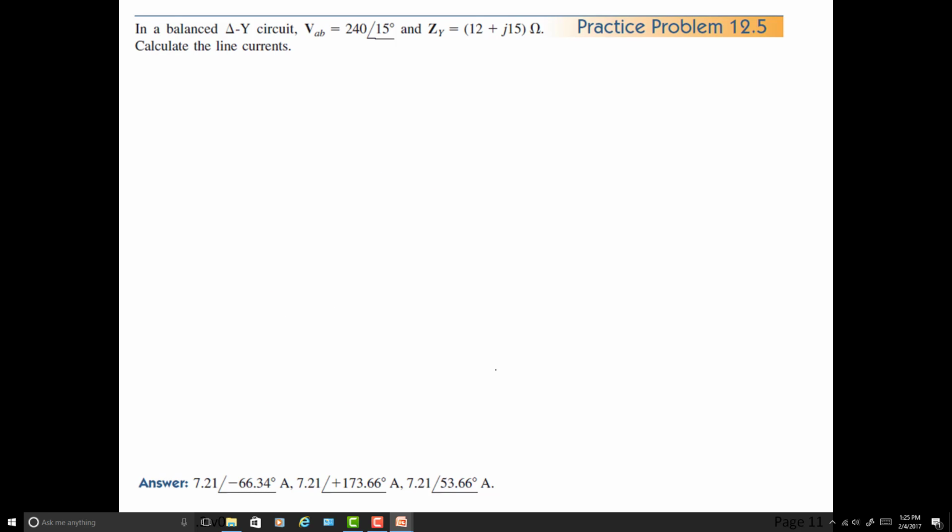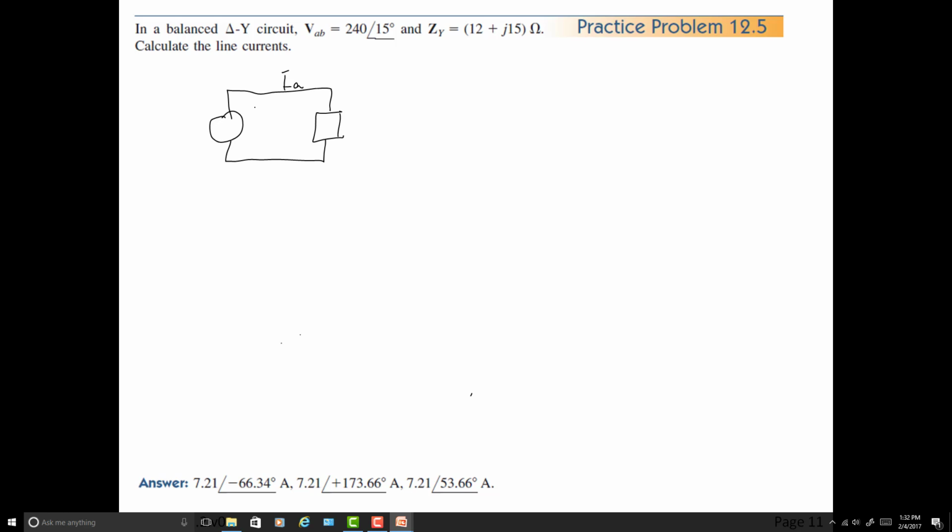All right, practice problem 12.5. Let's do this one with maybe a little more math to it. All right, so we got a balanced delta Y circuit here. What I'm going to do is go for the single loop equivalent, right? And remember, this is what we're after up here.